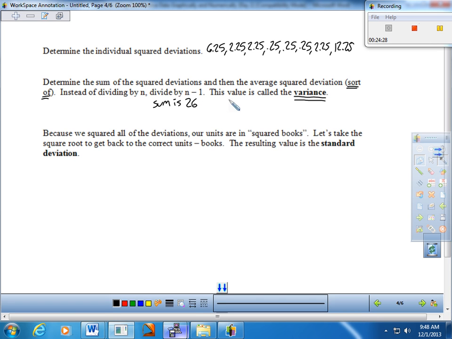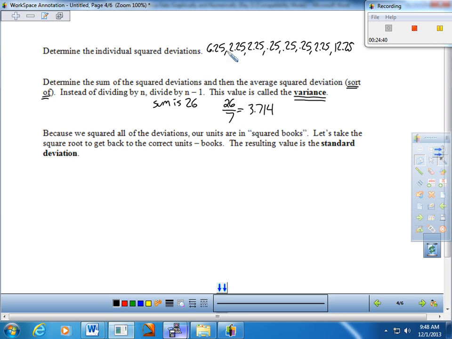So we're going to take 26 and divide by 7. And when I take 26 and divide by 7, I end up getting 3.714. Now guys, this is what we would call the average squared deviation, sort of the variance. And we have to be careful of our units. Remember what we did is we took the deviations which were in books and we squared them.